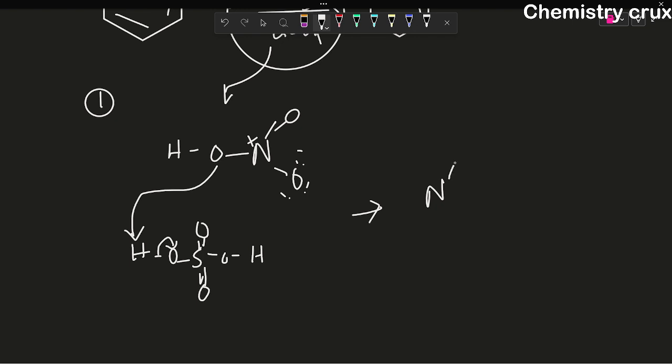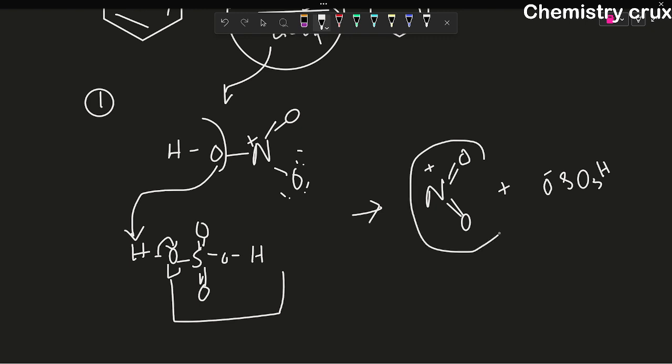NO2 positive, plus this will be leaving as water, fine. I hope you understand that. These things will be studied in depth in some other video, but right now I'm trying to show you what the steps can be for sulfonation or for nitration of benzene. So we'll be having O negative from this, and SO3H. This is the first step. So here is our electrophile, fine.